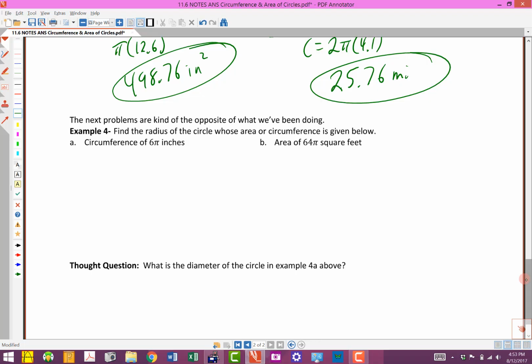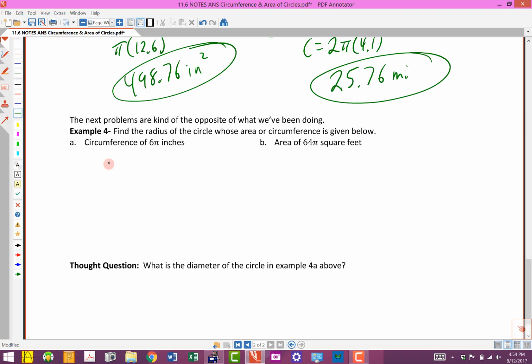Let's come down here and take a look at the last couple. The next problems are kind of the opposite of what we've been doing. So as we go through here, it says find the radius of the circle whose area or circumference is given below. So they're going to give us the answer, and we need to back up and find out what the radius is.